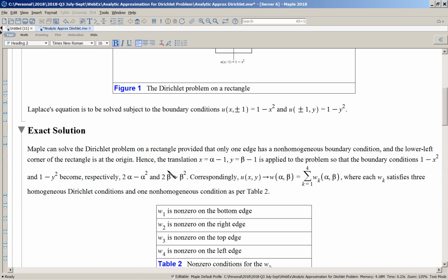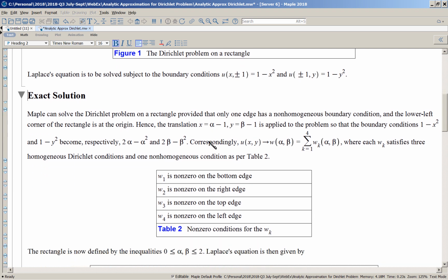Now, there are two quirks of Maple's pdsolve command that I'm going to be using. One is the rectangle or the square has to be in the first quadrant. I have to shift this so that the lower left corner is at the origin. The other quirk is Maple can solve the problem if there is only one non-zero edge. And so I have to solve 4 separate problems where the non-zero edge is at the bottom, right, top, and left. Then I will add those, but the problems that I have to solve have to be shifted.